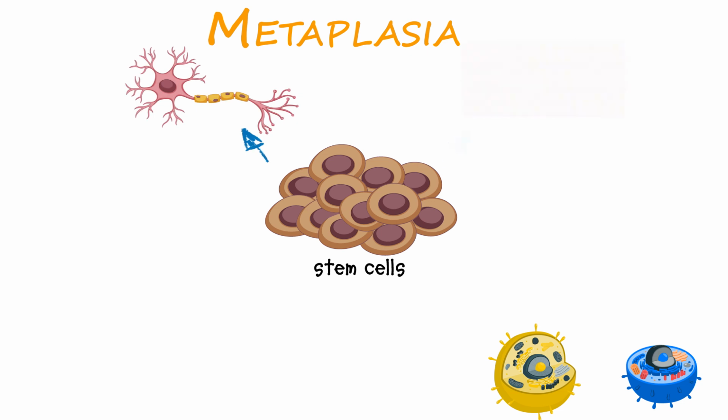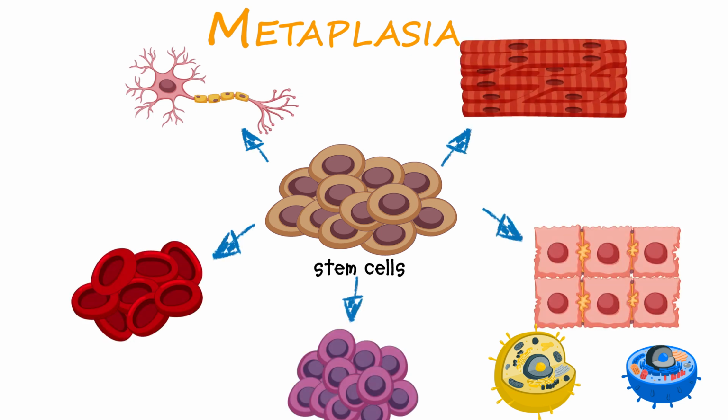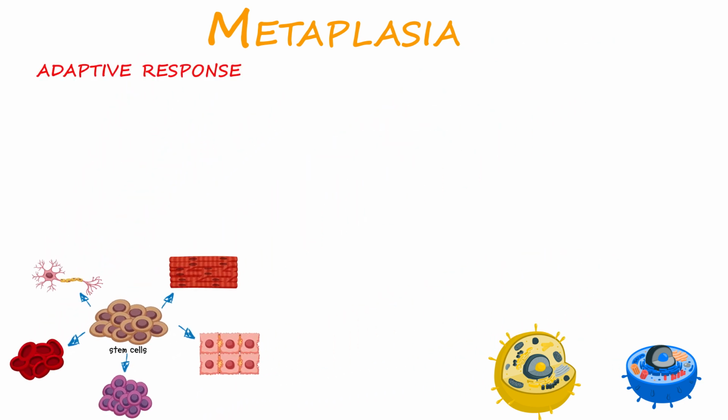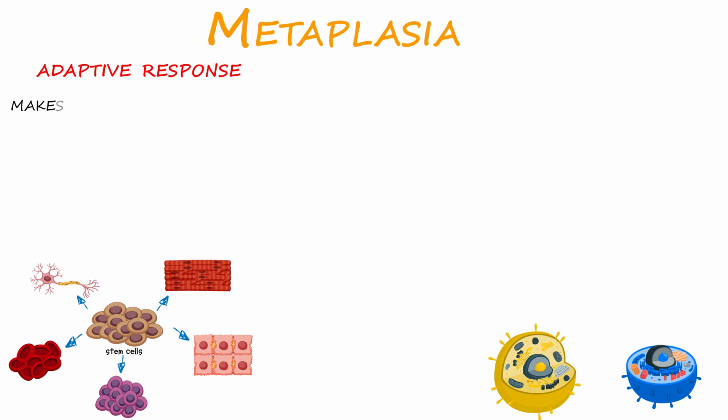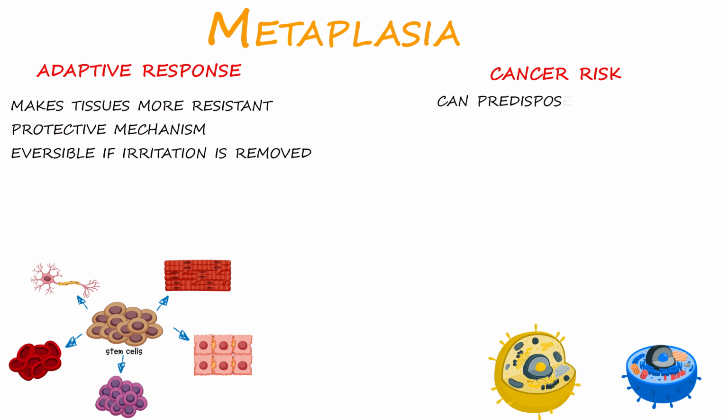Stem cells, which normally differentiate into the tissue's standard cell types, alter their differentiation pathway in response to chronic stress or irritation. Metaplasia serves as an adaptive response that makes tissues more resistant to environmental stress. It's a protective mechanism and is generally reversible if the irritation is removed. However, if the stress persists, metaplasia can potentially predispose tissues to cancer development due to altered gene expression and continued cellular stress.